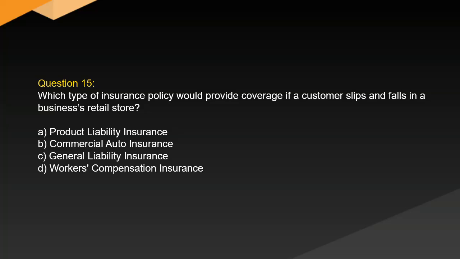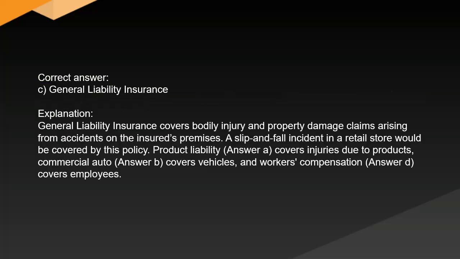Which type of insurance policy would provide coverage if a customer slips and falls in a business's retail store? A. Product liability insurance. B. Commercial auto insurance. C. General liability insurance. D. Workers' compensation insurance. Correct answer: C. General liability insurance.